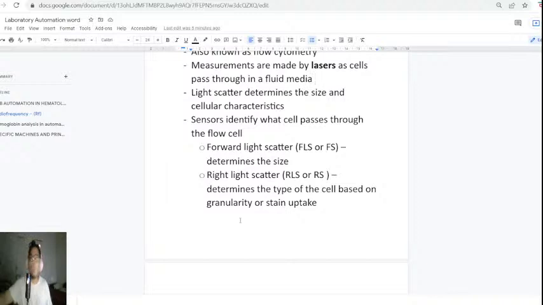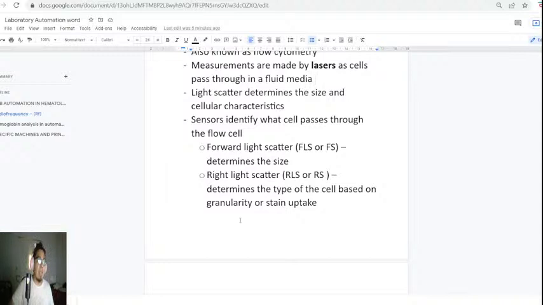All right? It will bounce off light to several places. Now, if it bounces light off of several places, it means that there's a lot of granules. Okay? Or the stain, it uptook a stain and it bounces light to several locations. So for example, it's like a prism.